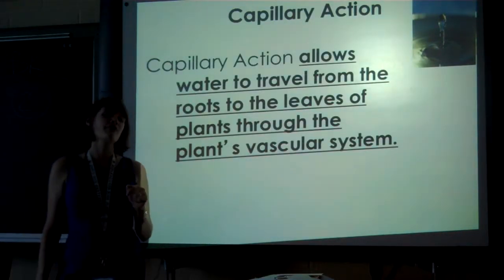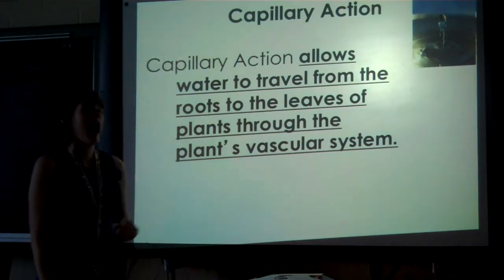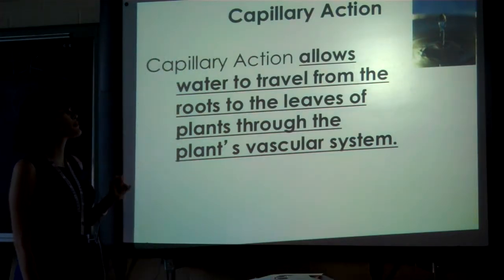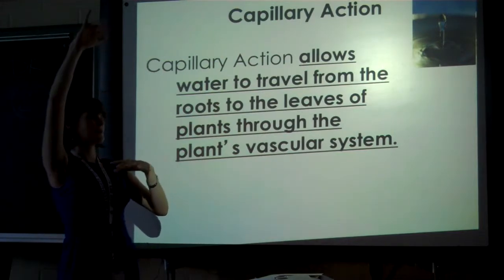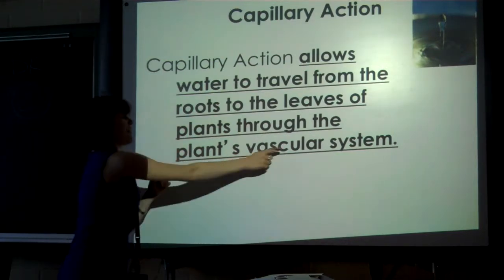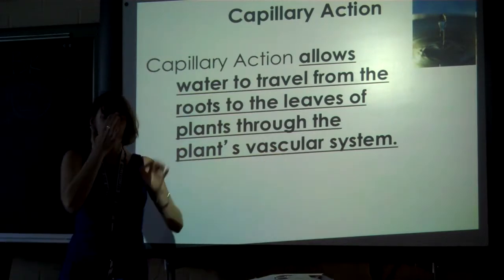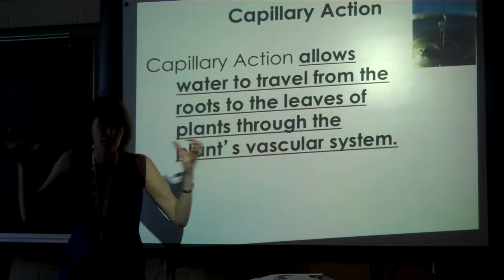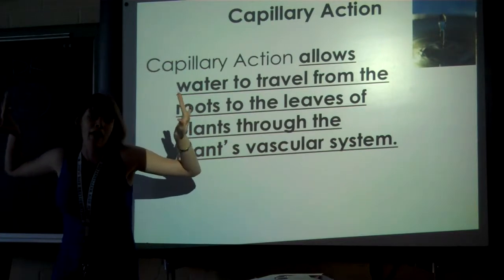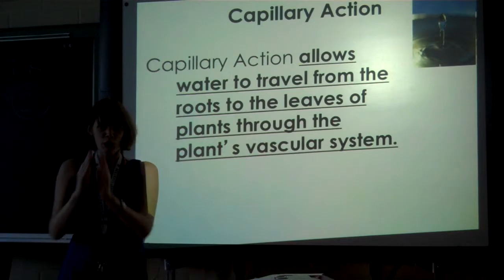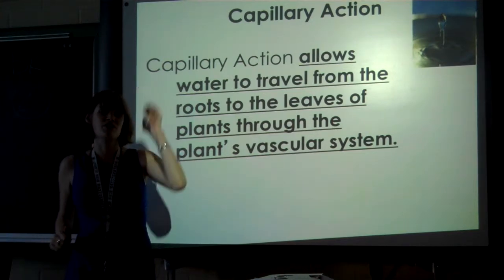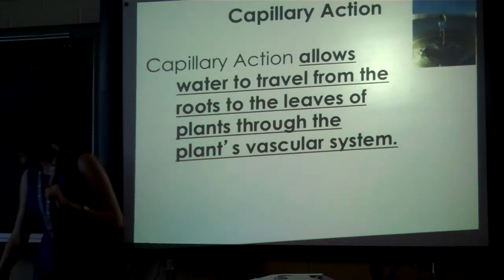We also have a process called capillary action. Now this allows water to travel from the roots all the way up to the leaves of a plant through their vascular tissue. The adhesion sticks the water to the sides of the plant, and the cohesion makes the water want to stick to itself. So it slowly slurps right up to the top of the plant against gravity.